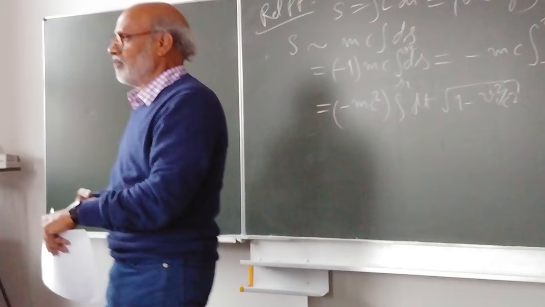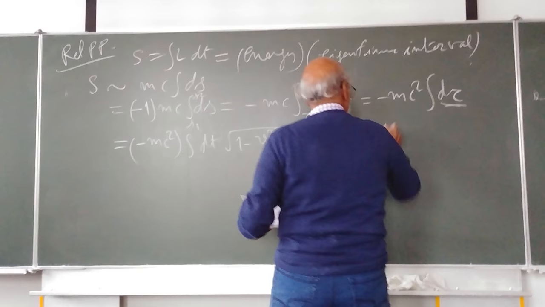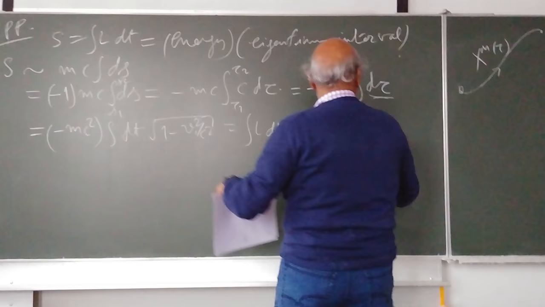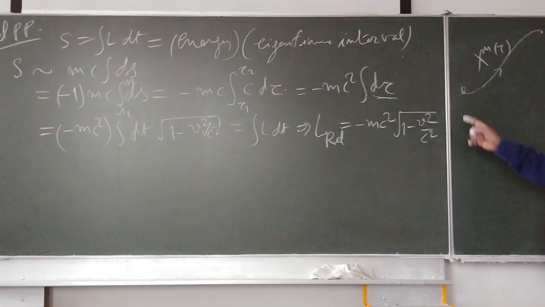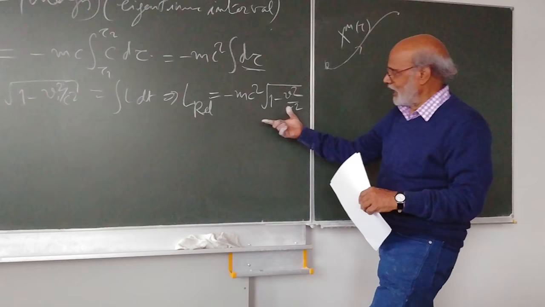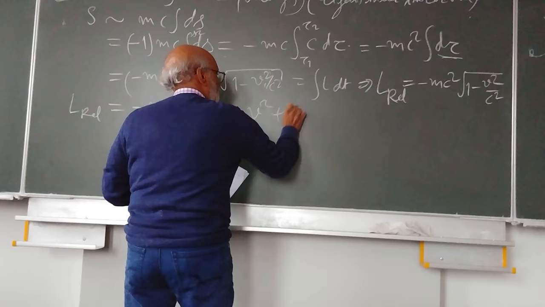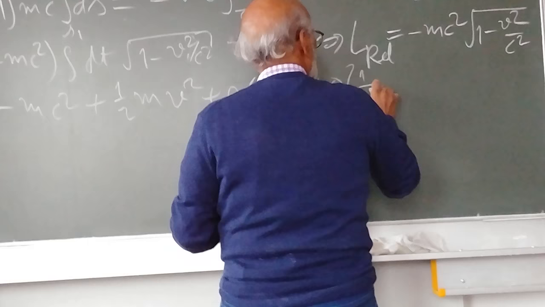Okay, very good. And so with this you can write it as L dt, and you can identify L as minus mc square into the square root of 1 minus v square by c square. So this is my relativistic Lagrangian, the Lagrangian of my relativistic point particle. I can use the binomial theorem, expand it, and retain the first two terms, plus order 1 by c to the power 4, plus order 1 by c to the power 6 terms, and so on.